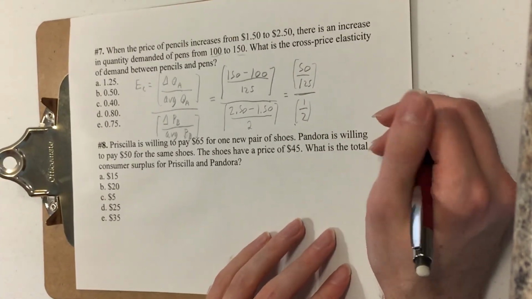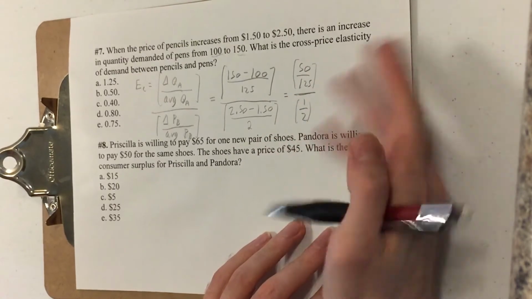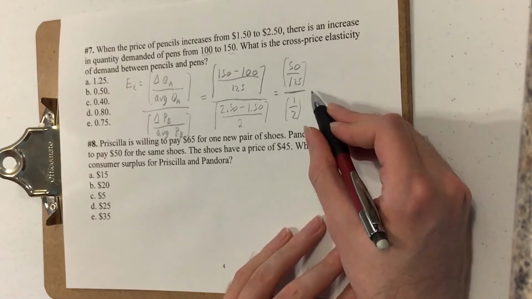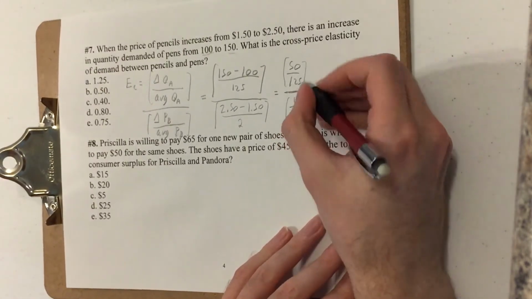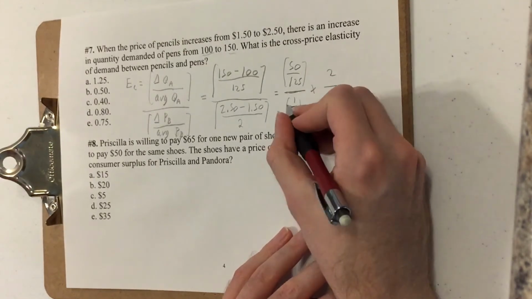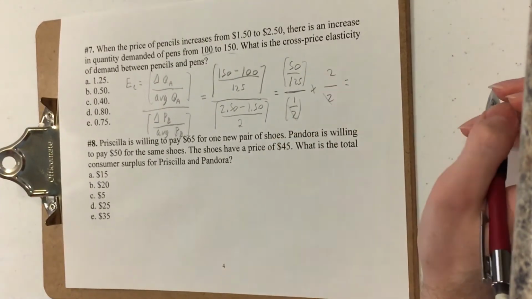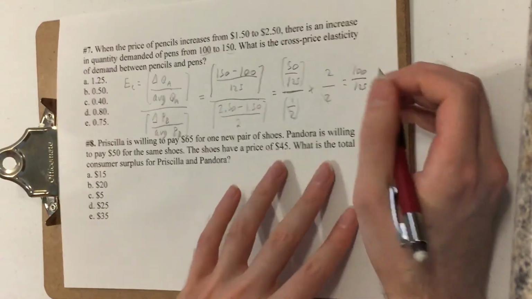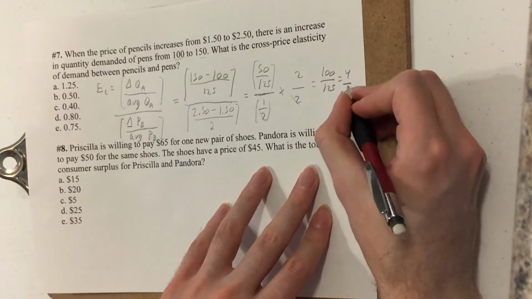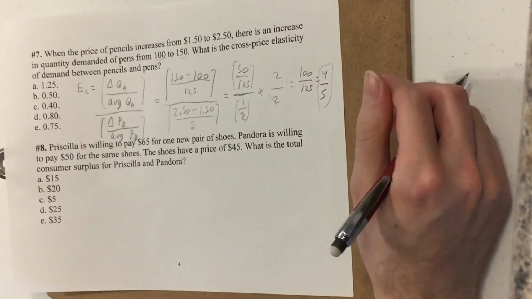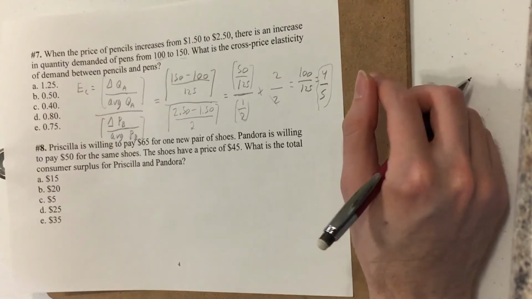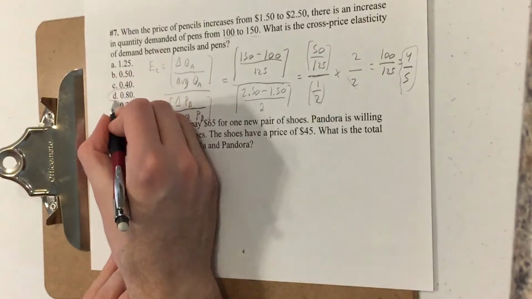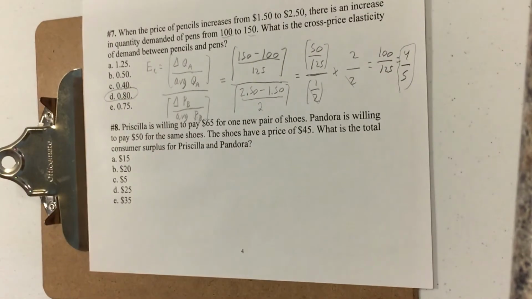Again, you don't need a calculator. You can still work it through in your head if you're good with math, but it would be nice to have one during an exam. So fraction over fraction is multiplied by the reciprocal. So 2 over 2, these guys cancel. And we're left with 100 over 125, which would be 4/5. And 4/5 in decimals is 0.8. So that happens right over here. So that'd be choice D.